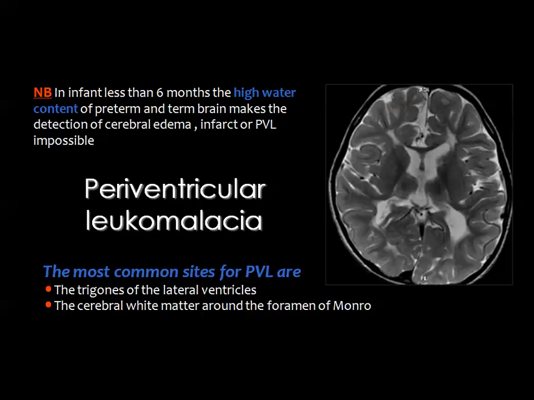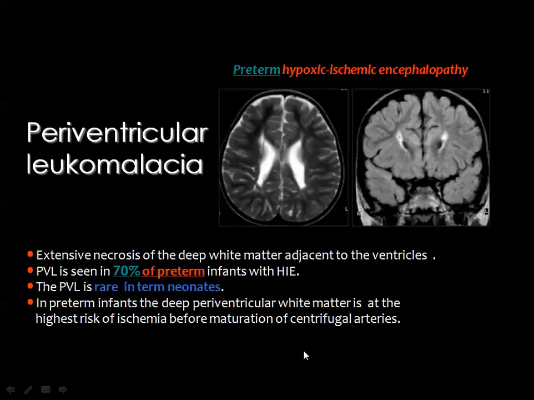Then the periventricular white matter will be affected, and the most common sites are the trigone of the lateral ventricles and the cerebral white matter around the region of the foramina of Monro. Here, you can see in this MRI T2 weighted image that the white matter around the ventricles appears relatively scanty, and it shows abnormal signal together with the lobulation of the ventricular wall, which is the result of periventricular leukomalacia.